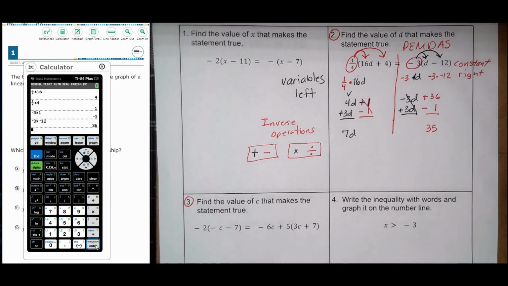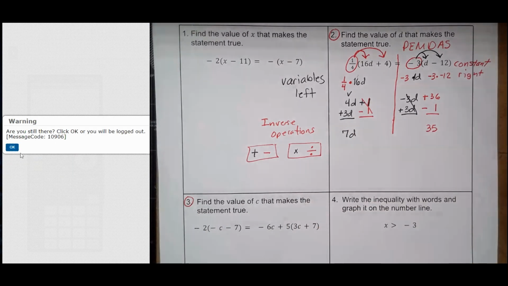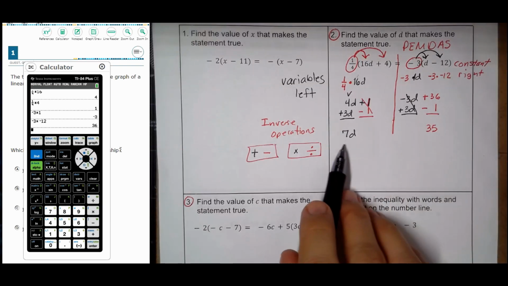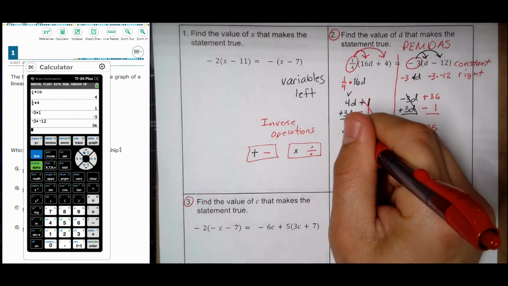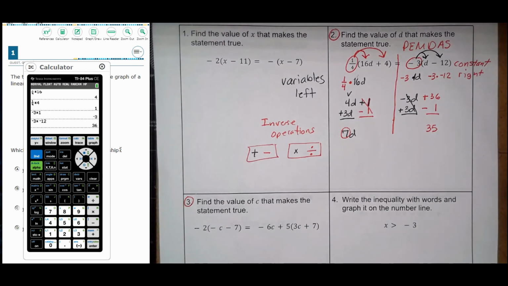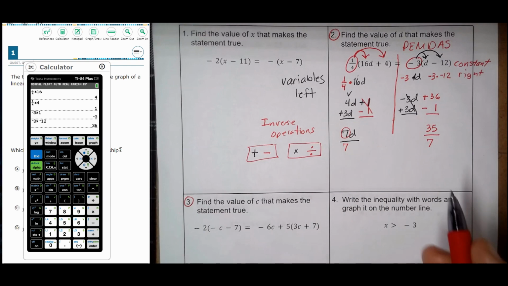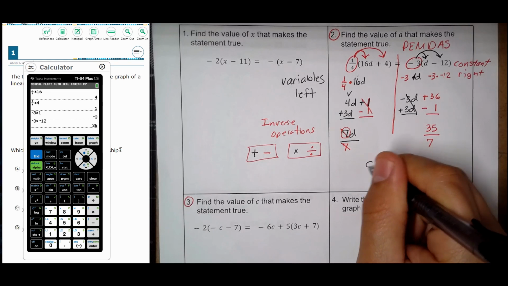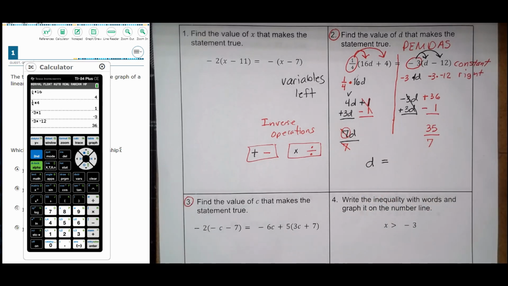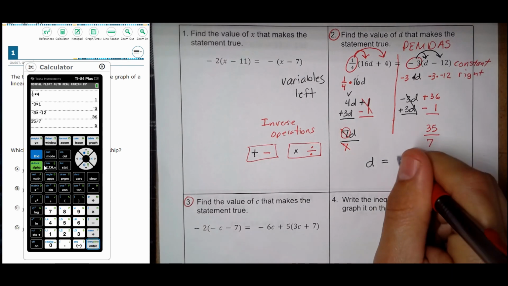So this is 7d. Now in my final step, I've got to get rid of this coefficient of 7 that's in front of the d, right? We want d to be all by itself. And so I'm going to divide by the coefficient. So I am going to divide by this 7 on both sides of the equation. Now any number divided by itself is always 1. So that just becomes 1. 7 goes into 7 one time. And that leaves us with 1d. And that's going to be equal to however many times 7 can go into 35. So I'm just going to put 35 divided by 7. Hit enter. And notice it gives me 5. So d is equal to 5.